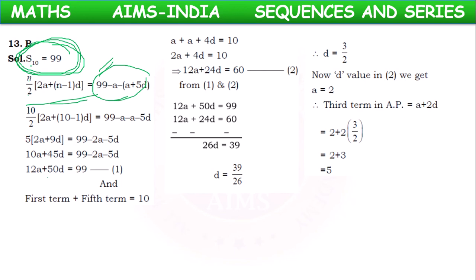So sum of 10 terms S10 equal to 99, but what? Except for the first term. First term we have to remove, except for the sixth term. Sixth term means a plus 5d. These two we have to remove.